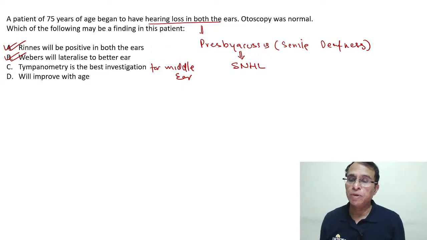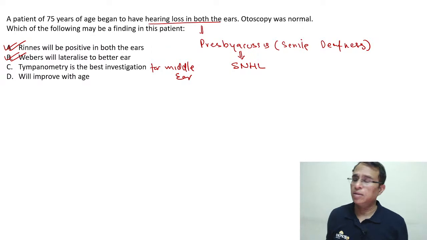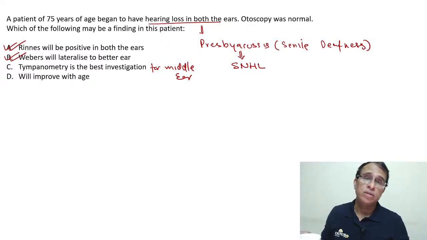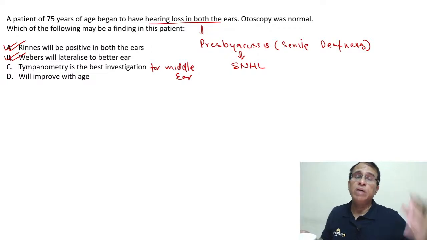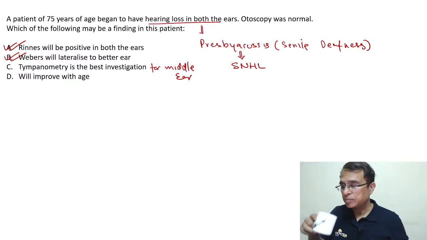The receptor population decreases, and that is irreversible, so it won't improve with age. Absolutely correct. There is permanent damage of the hair cells or receptors, and so it worsens with age. Any disease which is due to old age will worsen with age. Graying of hair will become more and more gray. Cataract will become more and more severe. Hearing loss will become more and more severe. So anything that happens due to age will worsen with age, not improve with age. We understand this.